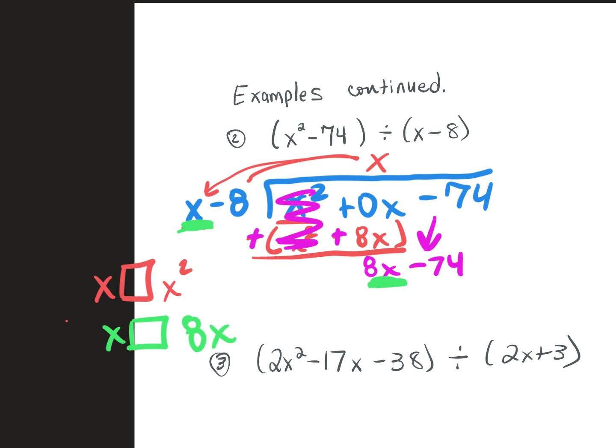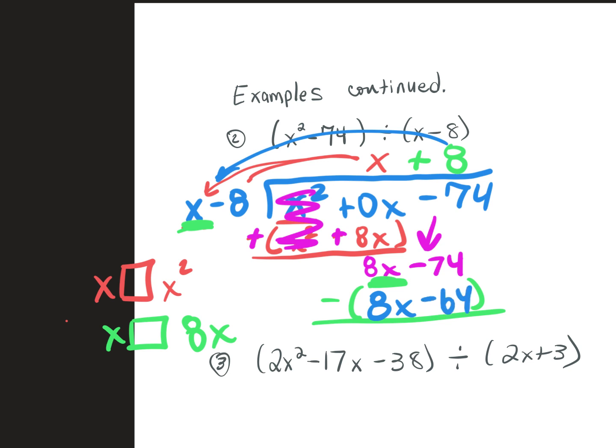Positive 8. So plus 8. Get your subtraction set up before you multiply. So we have x times x is x, sorry, wrong one. 8 times x is 8x. 8 times negative 8 is minus 64. And before we combine, what do we do? Distribute. So change, change, change. What's negative 74 plus 64? Negative 10. What's 8x minus 8x? 0. Then we bring down.